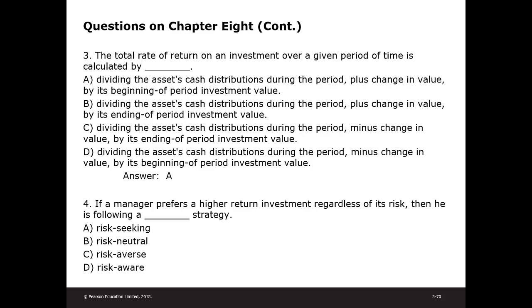If a manager prefers a higher return investment regardless of its risk, then he is following a risk-seeking strategy, risk neutral, risk averse, or risk aware. Of course, because he prefers a higher return regardless of the risk, this means he is risk neutral. So the answer here will be B.